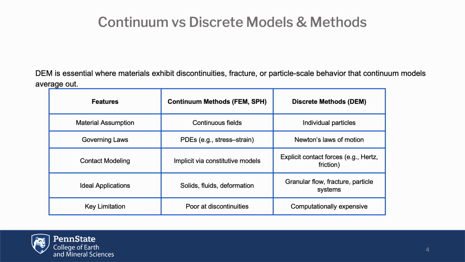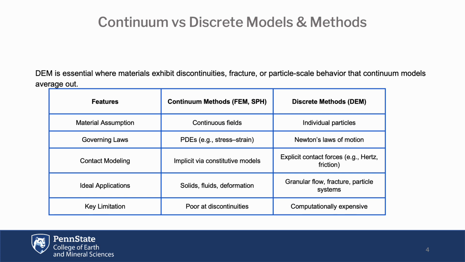In contrast, DEM treats materials as a collection of distinct particles. Each particle has its own mass, position, and velocity. Additionally, these particles obey Newton's second law of motion. The method explicitly calculates contact forces, whether they are normal or tangential, between each individual particle using force displacement laws, such as the Hertz-Mindlin model or Coulomb friction.